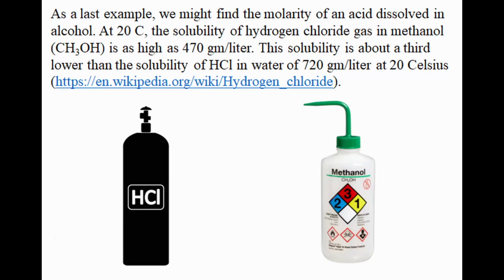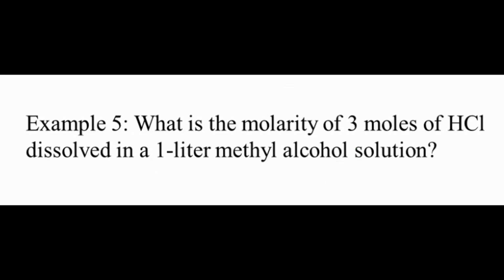As a last example, we might find the molarity of an acid dissolved in alcohol. At 20 degrees Celsius, the solubility of hydrogen chloride gas in methanol, CH3OH, is as high as 470 grams per liter. This solubility is about a third lower than the solubility of HCl in water of 720 grams per liter at 20 degrees Celsius. Example 5. What is the molarity of 3 moles of HCl dissolved in 1 liter of methyl alcohol solution?